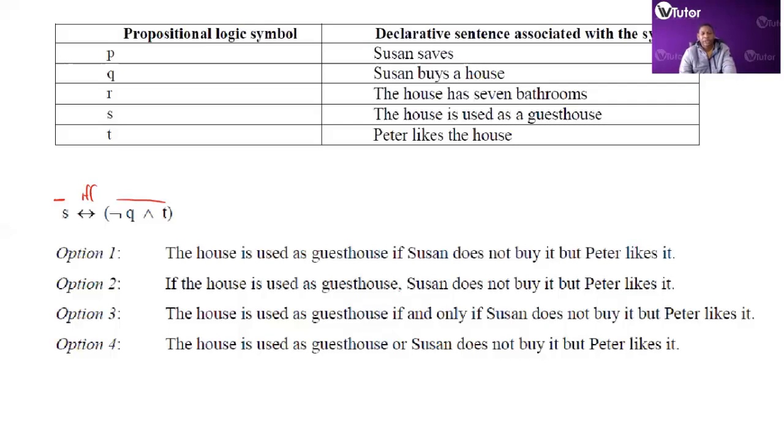So the house is used as a house if Susan does not buy it but Peter likes it, no? If the house is used as a guest house, Susan does not buy it but Peter likes it, no? The house is used as a guest house if and only if Susan does not buy it but Peter likes it. So remember, this is a conjunction, so this is the correct one. The house is used as a guest house or Susan does not buy it but Peter likes it. We've got a disjunction over here. So this is also wrong.